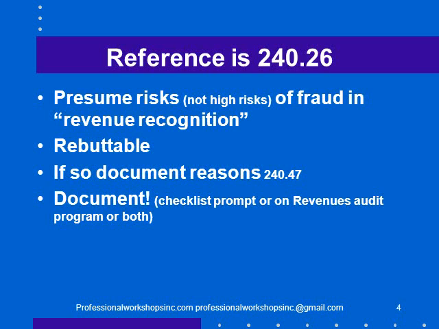Now, it's particularly important that we document it because it says we shall presume, and it says we shall document the reasons. So it would seem to be a good idea that we should have a checklist prompt someplace in our completion checklist saying, did we think about the risk of fraud in revenue recognition? And if we rebutted that presumption, did we document our reasons? Or perhaps we could have that on the revenues audit program, or perhaps for additional safety, because it's so important to document this, we might have it in both places.